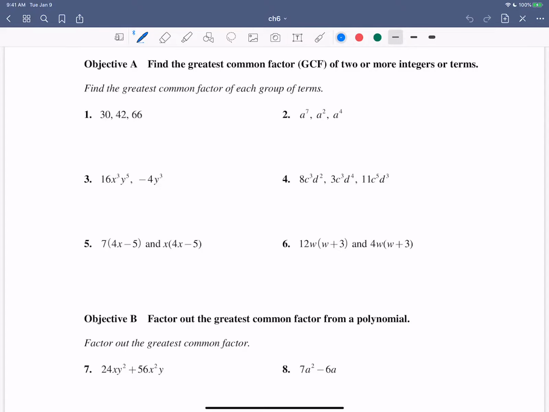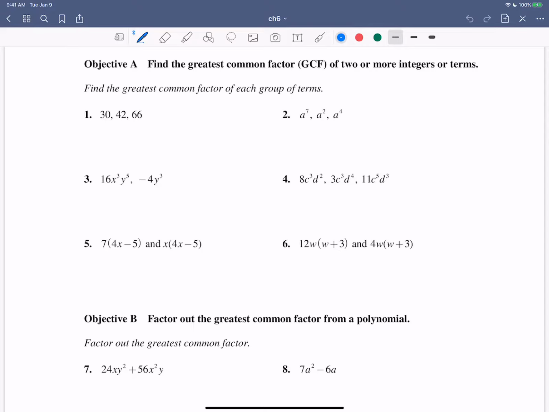Objective A. Find the greatest common factor, GCF, of two or more integers or terms. Number one is basically a review of chapter 1 when we are looking for the greatest common factor among different numbers. We have three numbers, 30, 42, and 66.